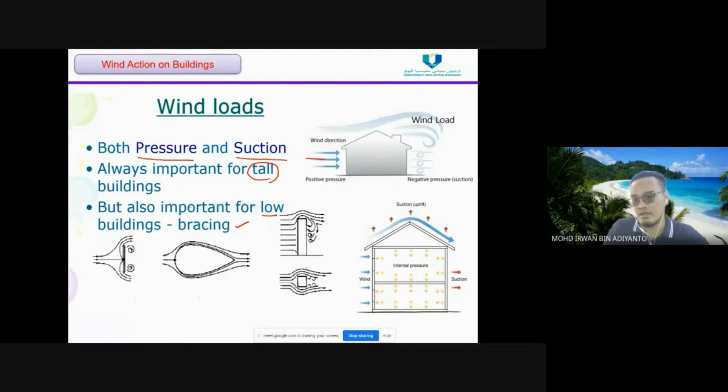If the wind comes here directly, it is positive pressure, and at the surface where the wind does not come directly, we call it negative pressure or the effect of suction. The suction also affects the roof, where the roof material can go up due to the suction effect, and maybe we need to weigh down the roof by using heavier materials.